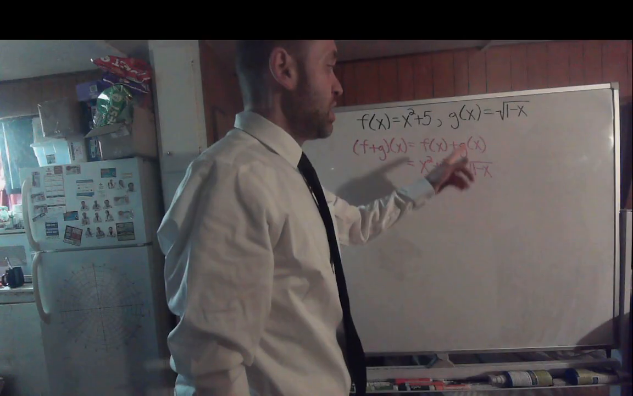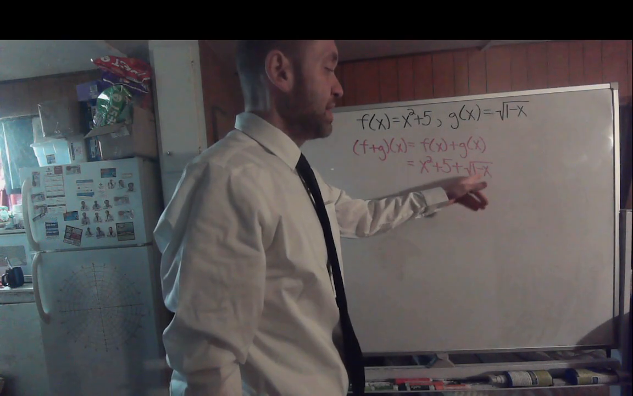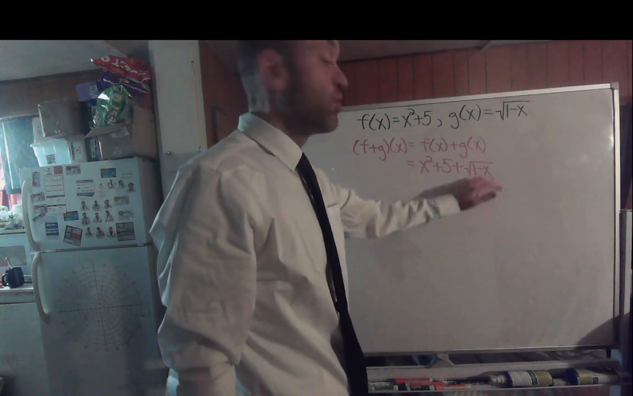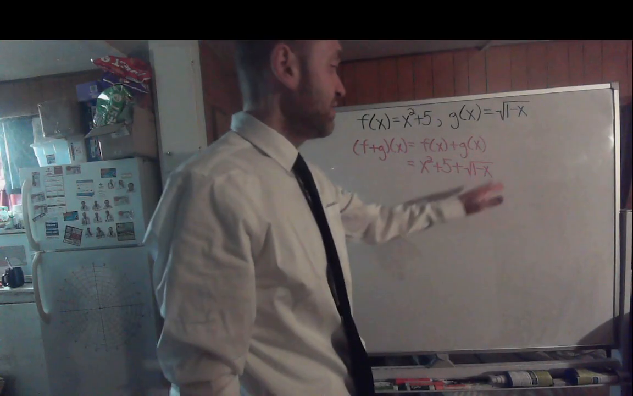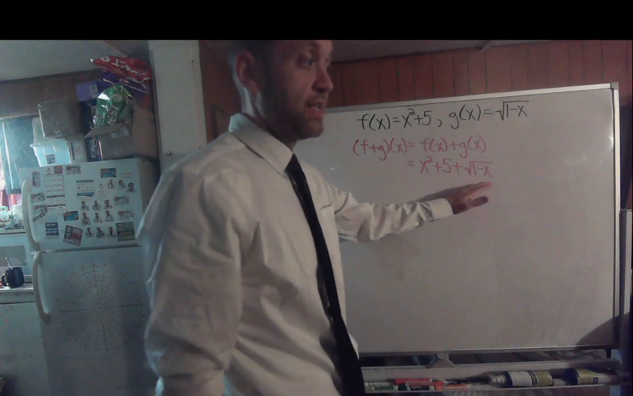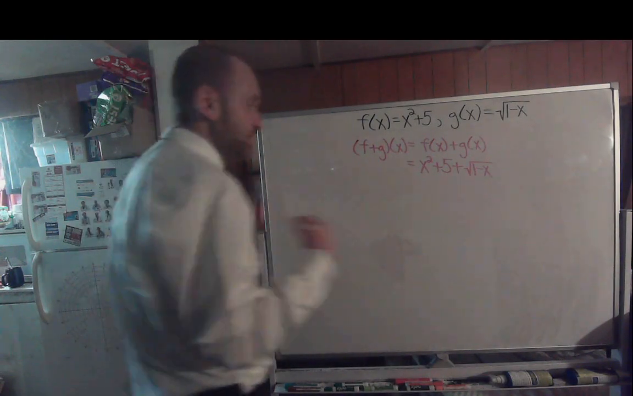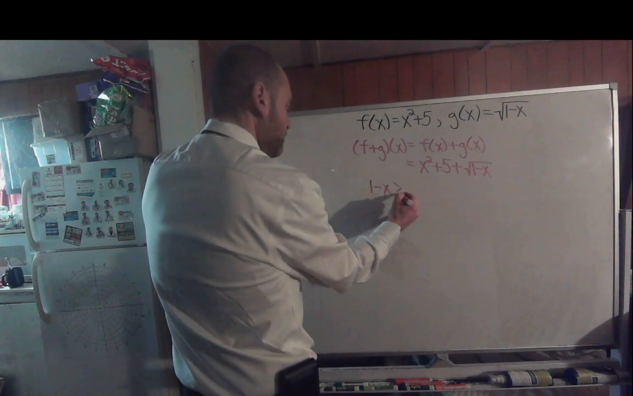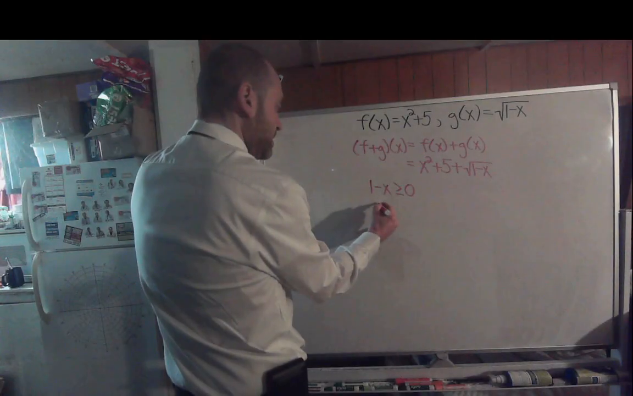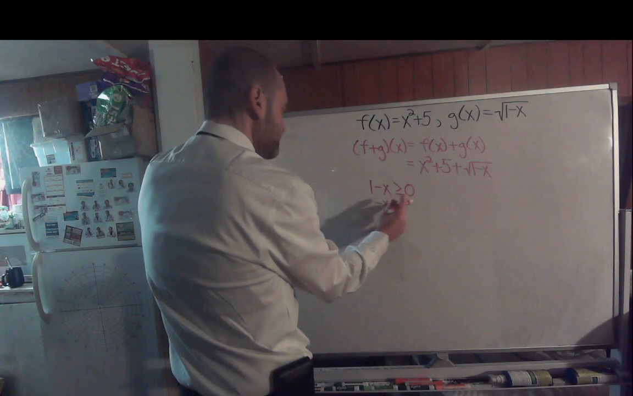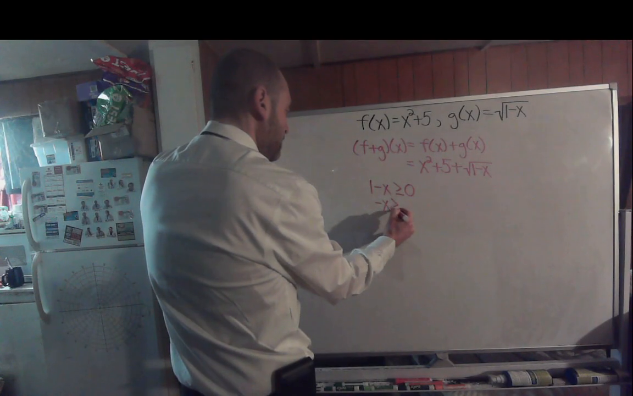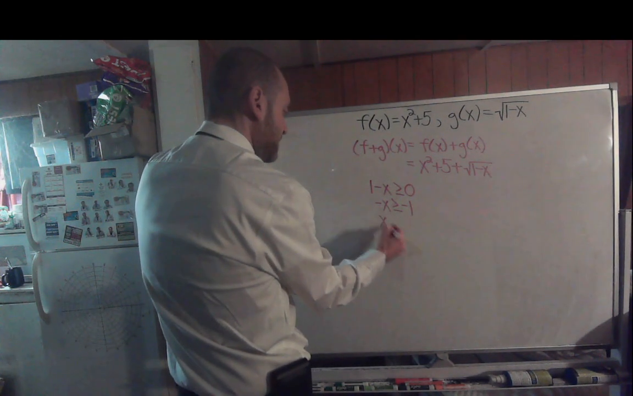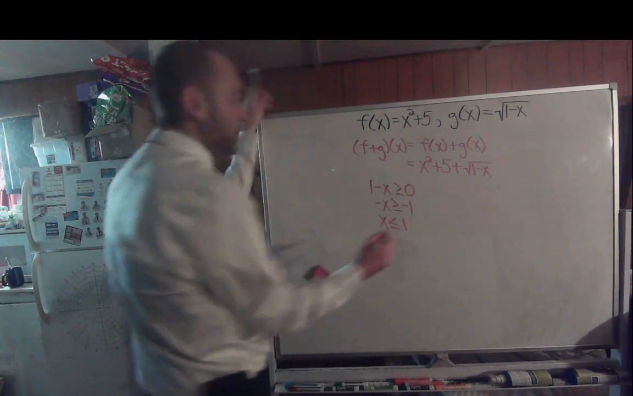Because we have 1 minus x under a radical, it has to be greater than or equal to 0. If you have any value under the radical less than 0, it's an imaginary number, which makes this undefined. So set 1 minus x greater than or equal to 0, you would get negative x is greater than or equal to negative 1, which would have to mean that x is less than or equal to 1.